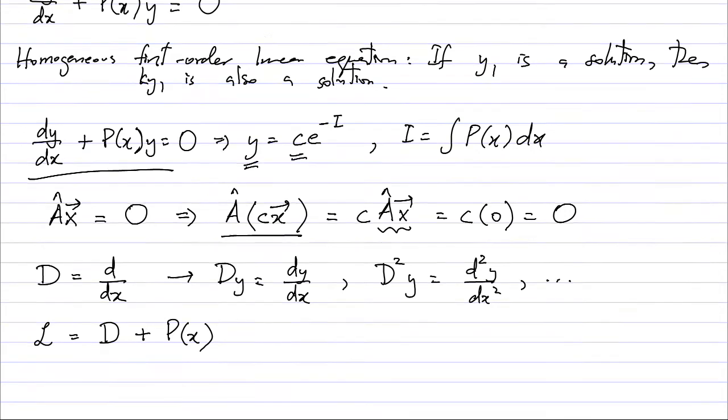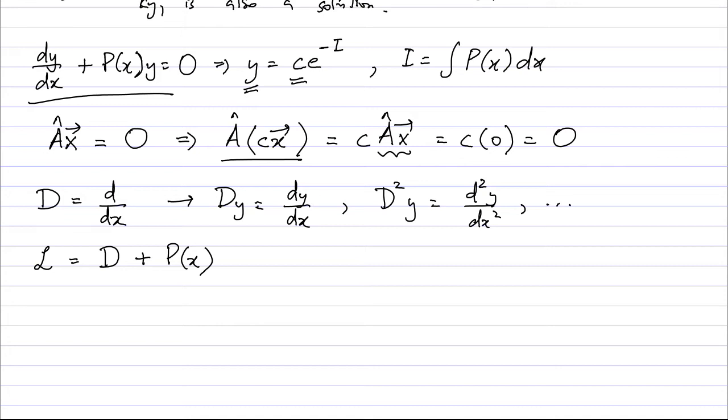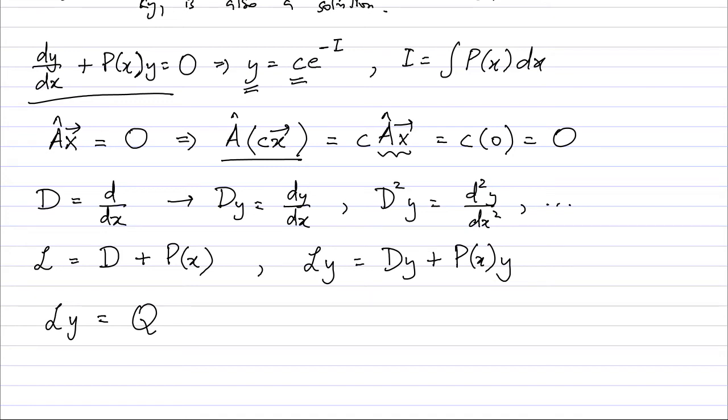Okay, if I define my operator L like that, then I know that L acting on y is simply equal to dy plus p of x times y. Okay, right? So I can then recast my first order linear equation as L on y giving me q. So I can recast my first order linear differential equation in terms of an operator, a linear operator.